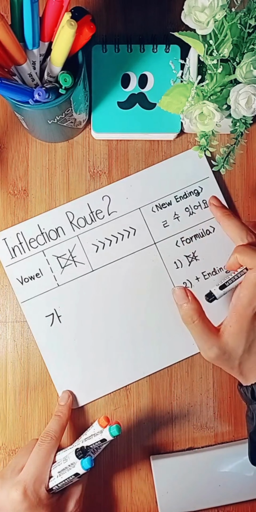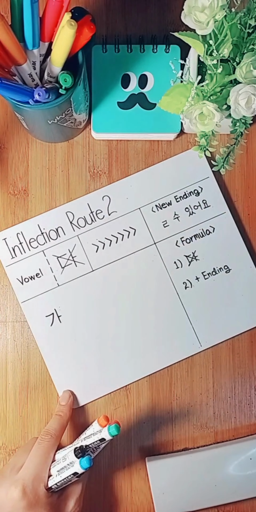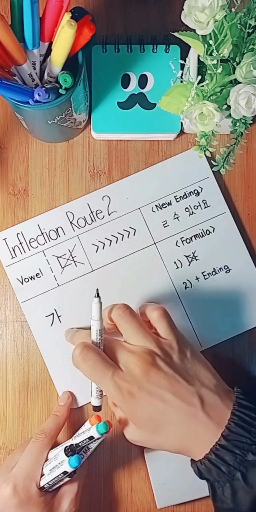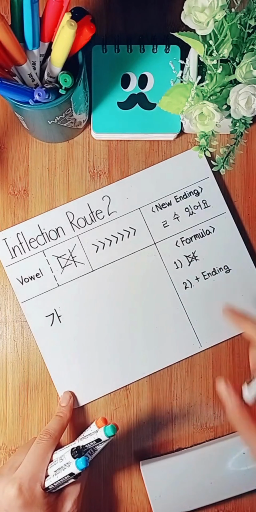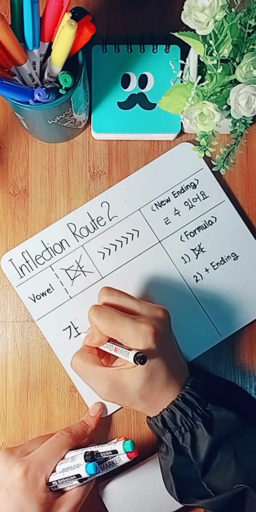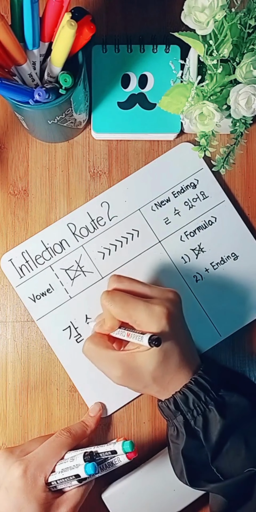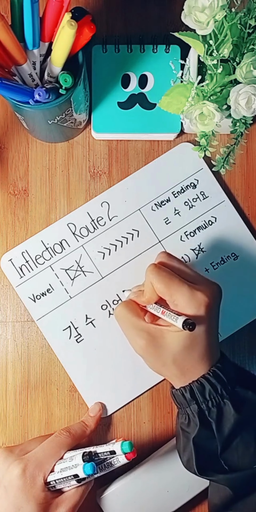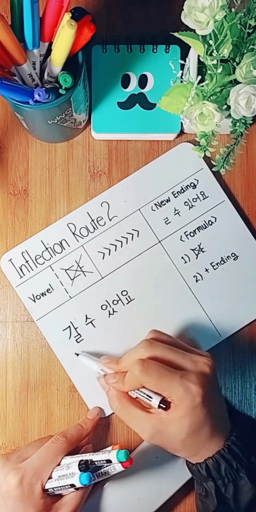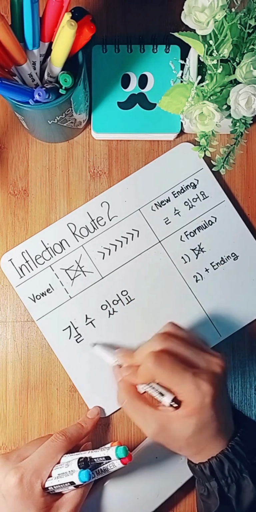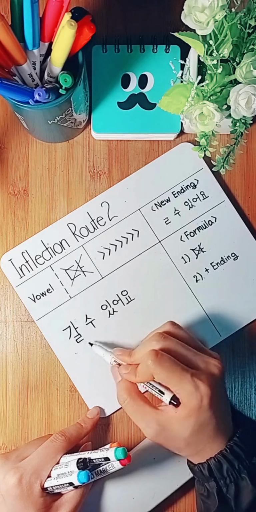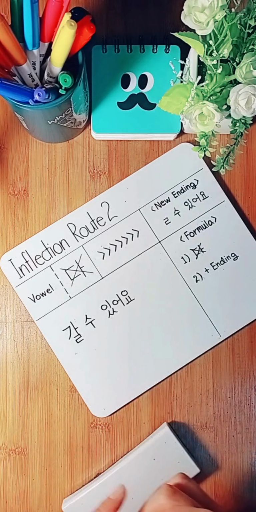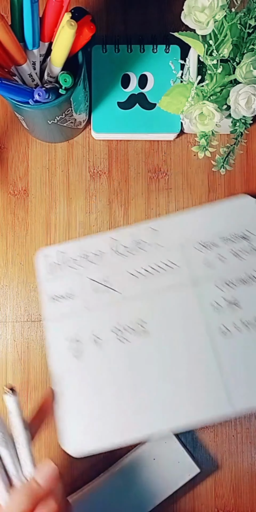Okay, so the can ending, and because it belongs to inflection route number 2, I'm going to apply the rules of inflection route number 2. Remove 다, and it ends with the vowel, immediately attach the ending. 바로 attach the ending. Okay, 갈 수 있어요. Now it's no longer just go, now it's can go. Okay, so now let's actually place it in the 문장.